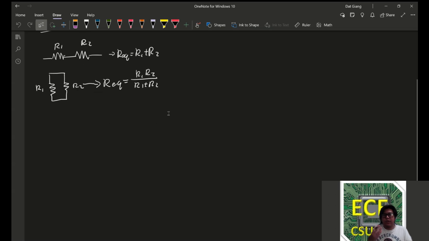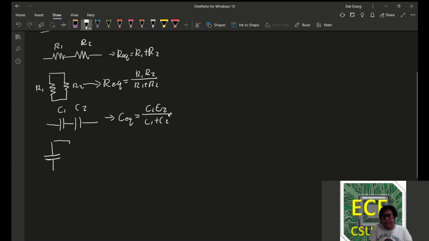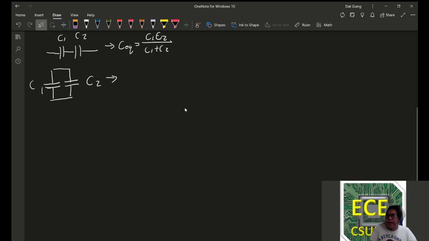What about capacitors? Well, capacitors, when measured relative to themselves, are actually inverse to resistors and inductors. So their equivalent capacitance in series is C1 C2 divided by C1 plus C2. When they are connected in parallel, with C1 and C2, then they add together.